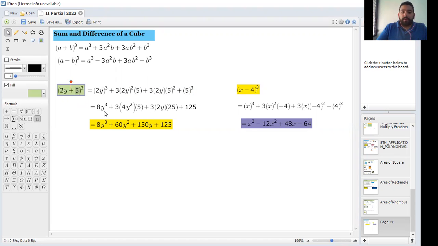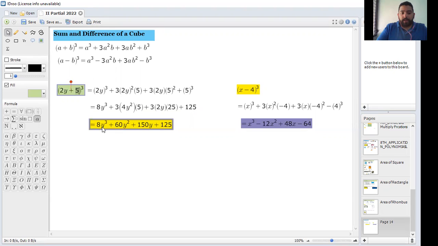2y to the cube power is 8y to the third power. 2y to the second is 4y to the second. We copy the 3 and the 5. Then we copy 3 and 2y, and we solve the power of 2. 5 to the second, which is 25. And finally, we solve 5 to the third power, which is 125.